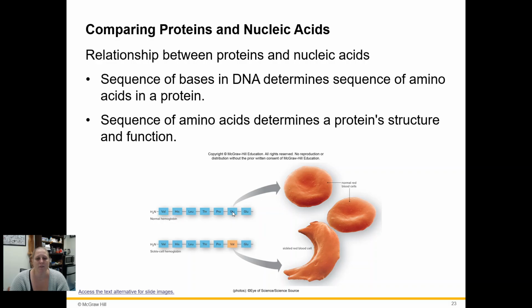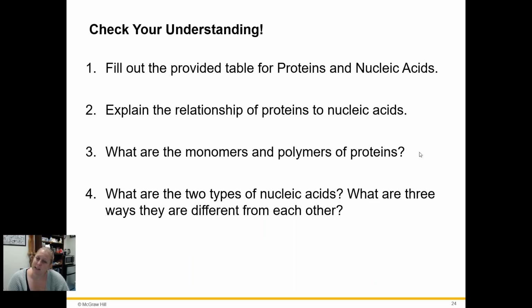It's the difference of saying cart and can't. Okay, when that valine is changed out, it means the protein doesn't have the same meaning anymore, and so it doesn't fold properly, and therefore it doesn't do its job appropriately, which can be very problematic. And we'll talk more about mutations and what happens with those mutations in both genetics and protein synthesis later this semester. Make sure that you can fill out your table for proteins and nucleic acids and answer these understanding questions.